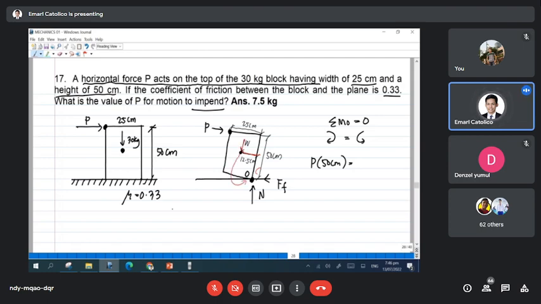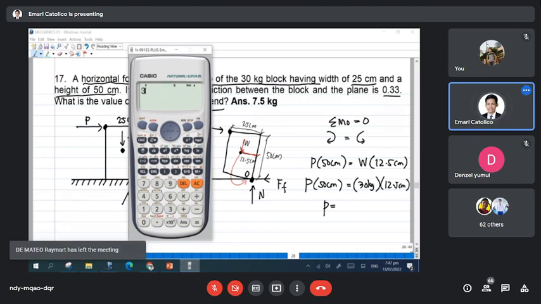Mali yung equation ko kanina. So papunta sa O is counterclockwise. So 12.5. So weight times 12.5 cm. Okay? 50 cm. Weight natin is 30 kilogram. Distance is 12.5. Okay, so sana tama na.